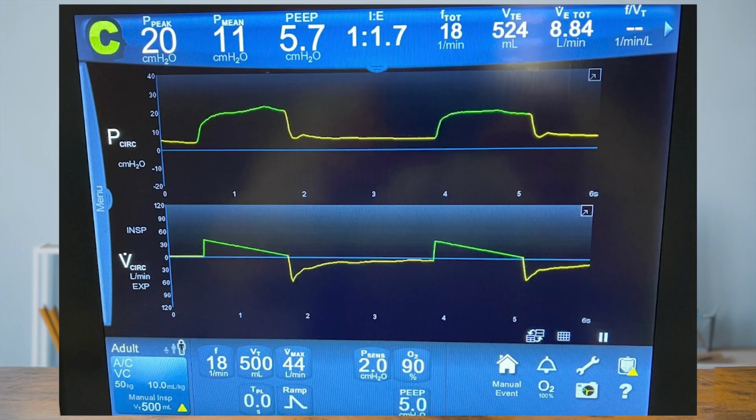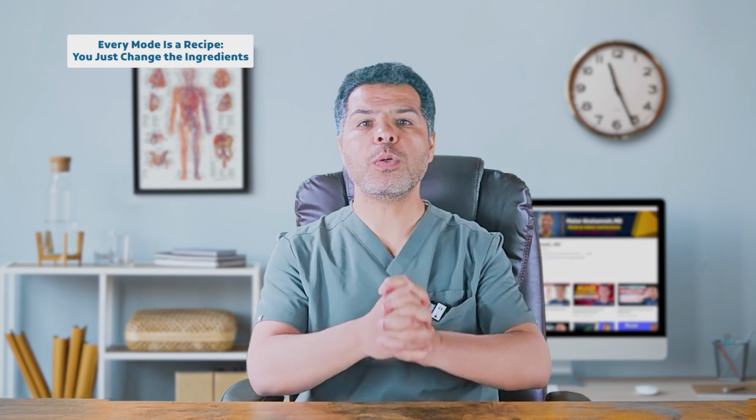Take a look at this VC or volume control mode screenshot. The trigger, as you see, is AC, and that specific breath was a controlled breath. The backup rate is set at 18, and this is again the minimum respiratory rate the patient will have. The target is a flow target with a peak flow rate set at 44 liters per minute with a decelerating ramp curve, and the breath will terminate once the 500 cc is delivered. Let's move to pressure control mode.